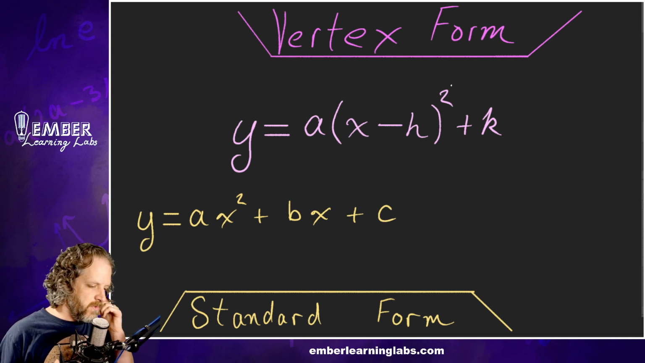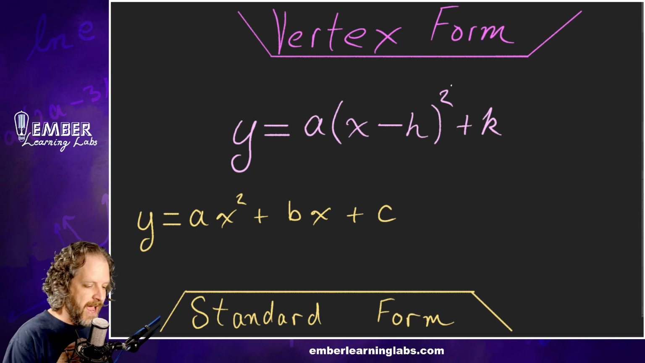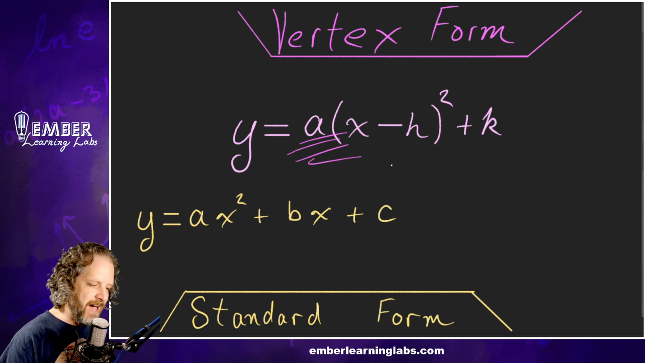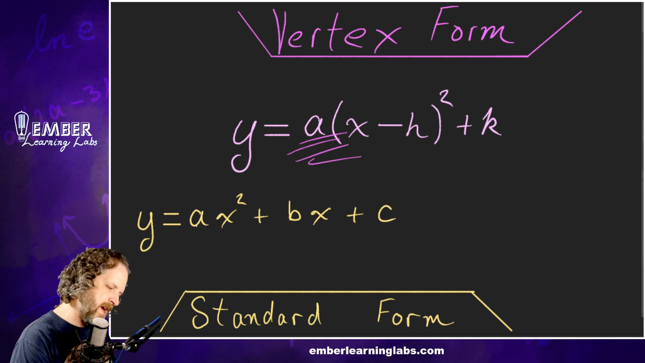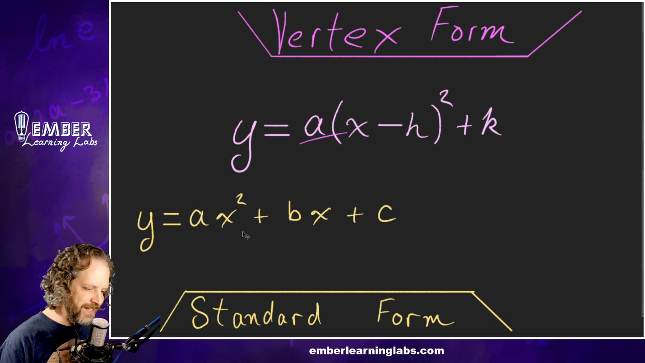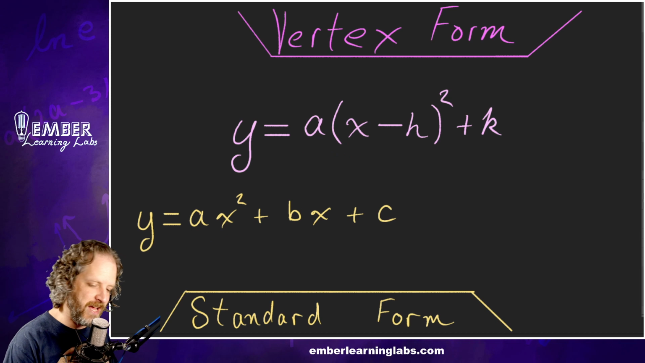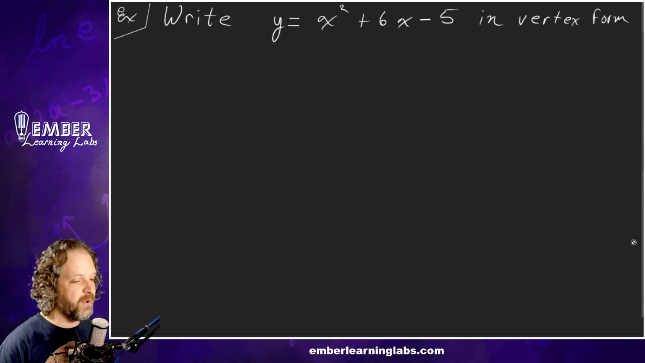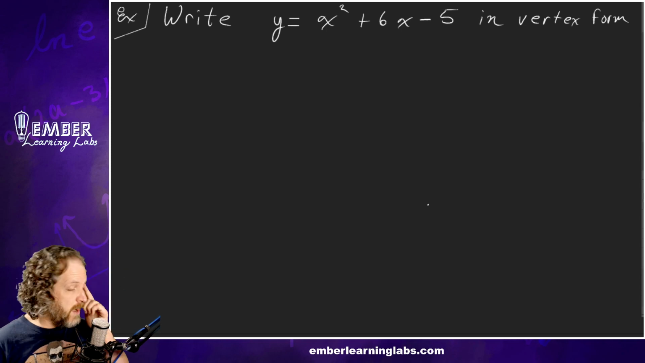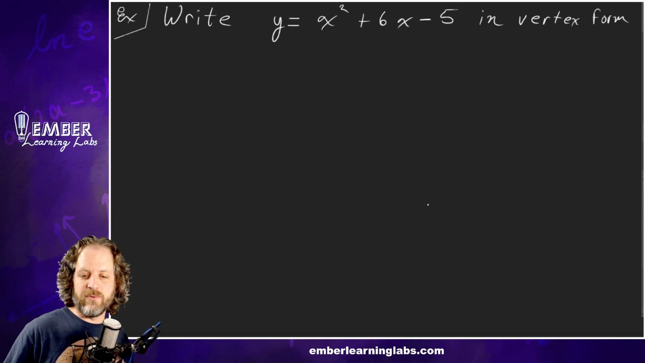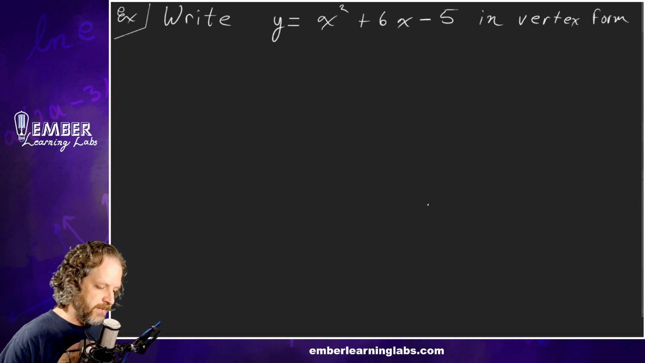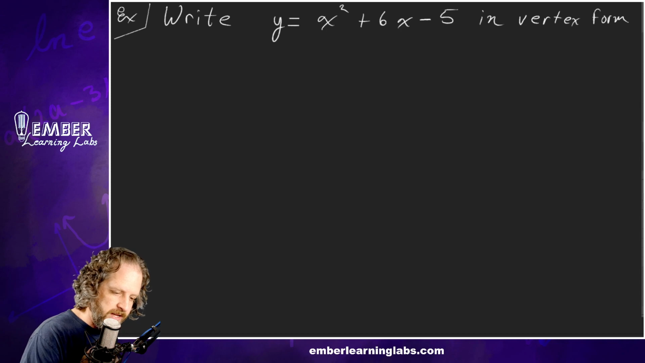Okay, so one thing I want to note before we talk about how to go from here to there is that this A is not necessarily the same as that A. Okay? Easy peasy, lemon squeezy. Let's jump into an example and we'll show you what we're doing. So we want to write this, that is in standard form, in vertex form. Now, the way we're going to do this is we're going to use our old friend completing the square. So here are the steps. Really pretty straightforward. Let's go.